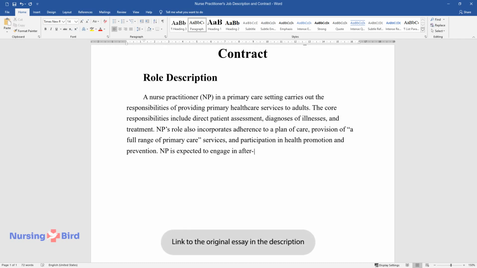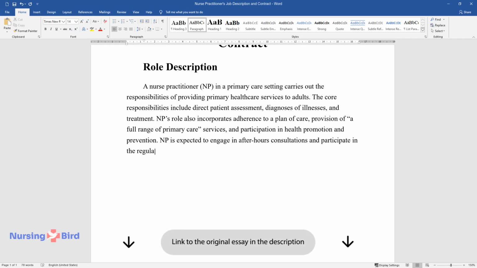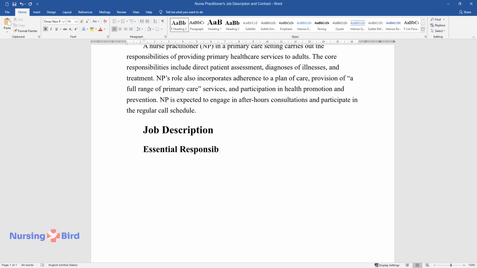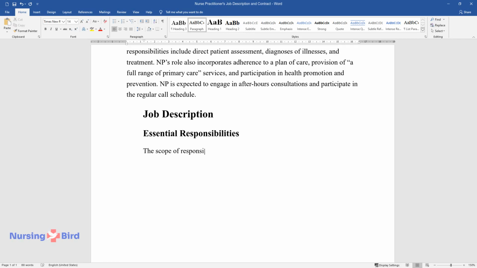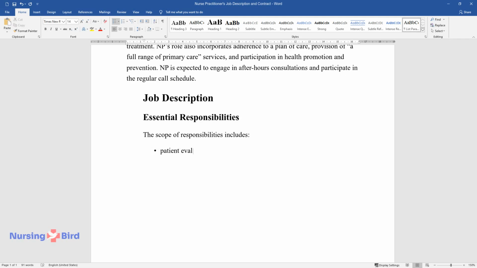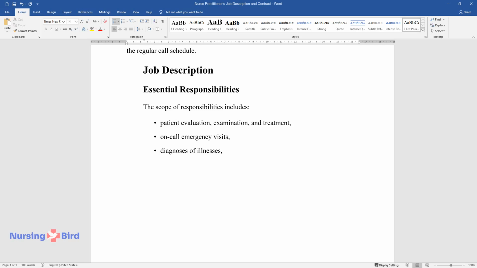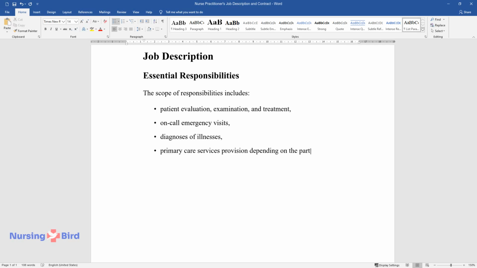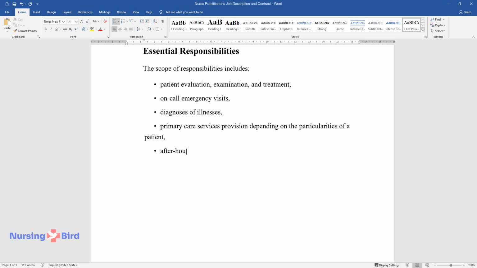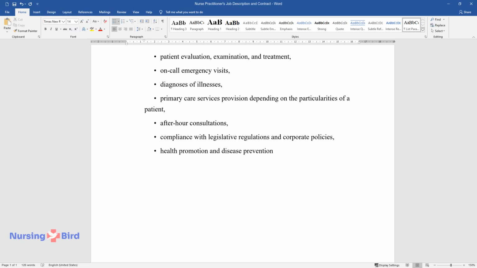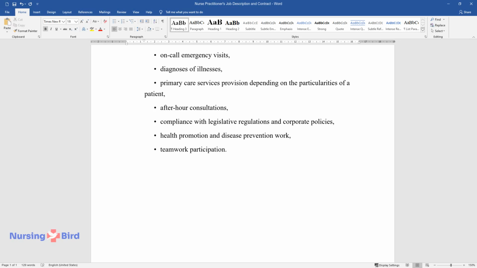NP is expected to engage in after-hours consultations and participate in the regular call schedule. Job description. Essential responsibilities. The scope of responsibilities includes patient evaluation, examination, and treatment, on-call emergency visits, diagnoses of illnesses, primary care services provision depending on the particularities of a patient, after-hour consultations, compliance with legislative regulations and corporate policies, health promotion and disease prevention work, teamwork participation.